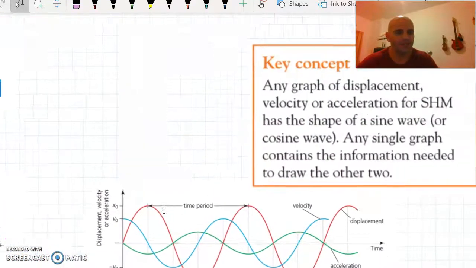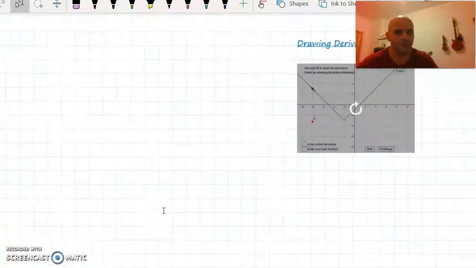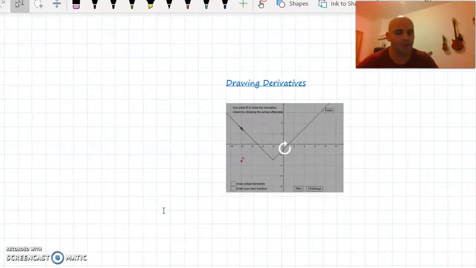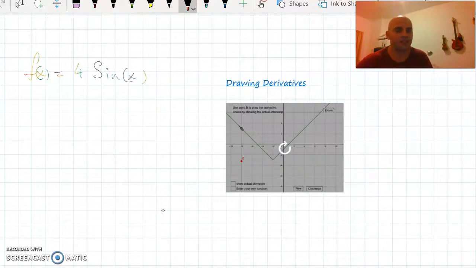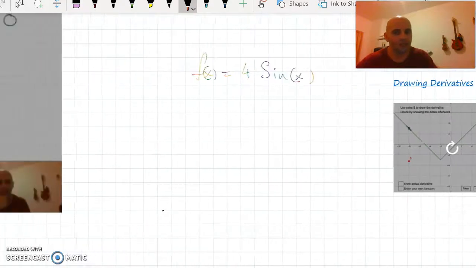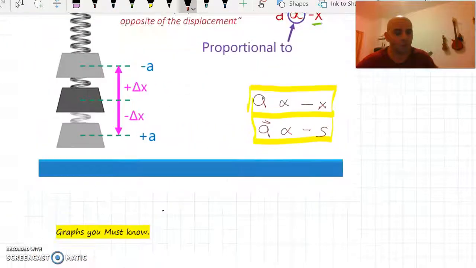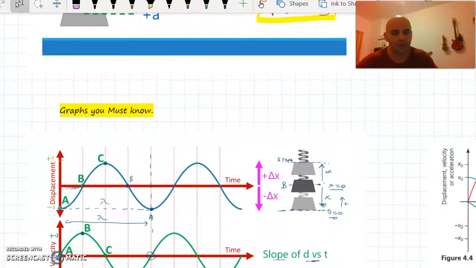Please go have a look at that simulation that I posted up here. Put in a sine function. Okay, so if you put in f of x equal to, we'll give it some amplitude, maybe like 4, just so you can see it properly. 4 sine x. Okay, and you'll get a nice sine curve. And then if you turn on the derivative, okay, you'll be able to see that when it comes out, it will look a lot like one of these other graphs. Okay, so give that one a go.